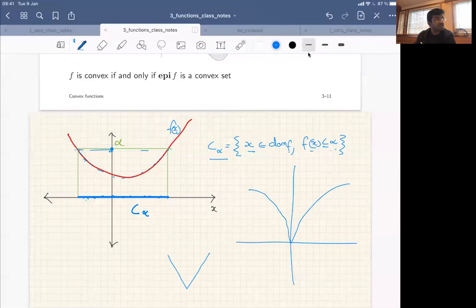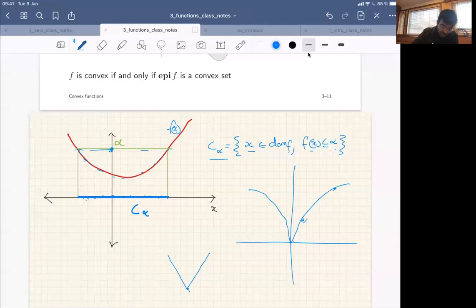For example, the absolute value function, which has this shape, is a convex function. But is this function differentiable? It is not differentiable at this point. So be careful. Differentiability is one of the ways to check convexity, but there can be functions which are not differentiable. Coming to this function, is this function convex? No, this is not convex. You pick any 2 points, just draw a line that is below the graph.